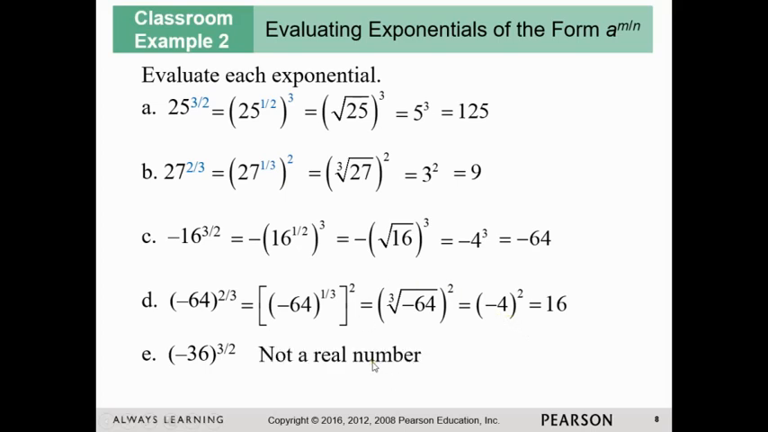Now, E is not a real number. Ask yourself, why is this not a real number? It's not a real number because what we're doing is taking the square root of a negative radicand. We're taking the square root of a negative number. Remember, we say that they're not a real number if we take the even root of a negative radicand. That's why that is not a real number.